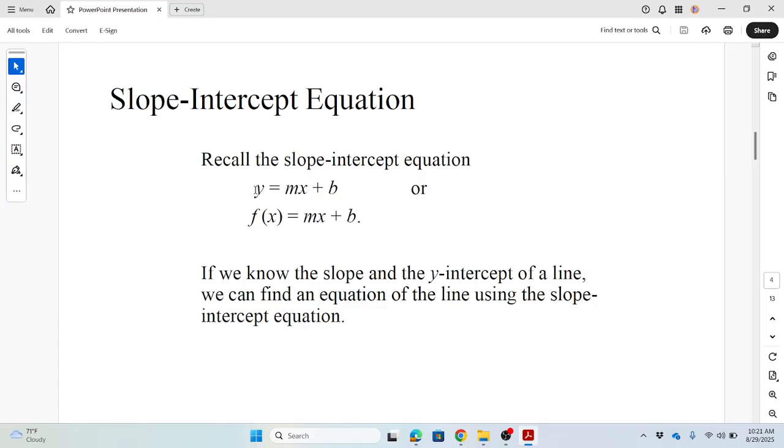This is from the previous section. We already know that the equation of the line in slope-intercept form is y equal mx plus b, or you can also write y as a function of x. We know b is the y-intercept, and m stands for the slope.